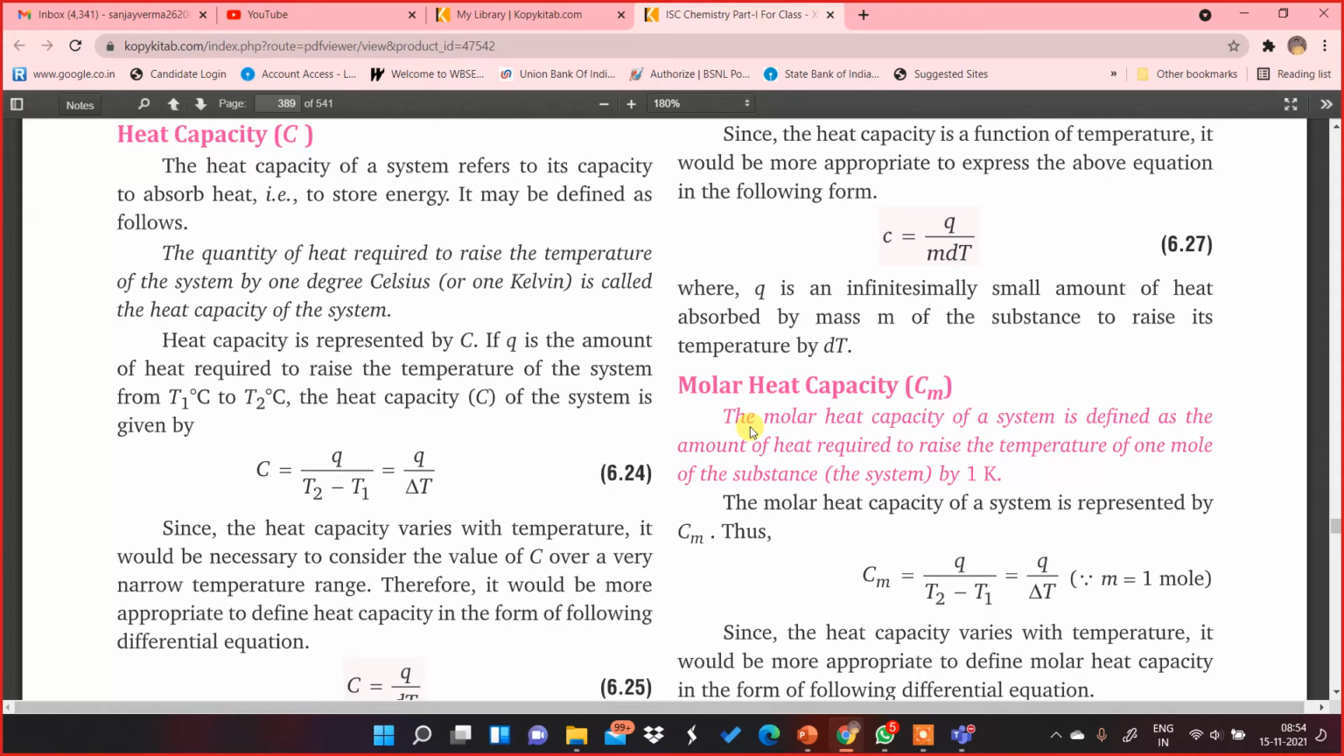After that, coming to molar heat capacity, with number of moles, Cm. The molar heat capacity of a system is defined as the amount of heat required to raise the temperature of 1 mole. Not unit mass, now it is 1 mole.